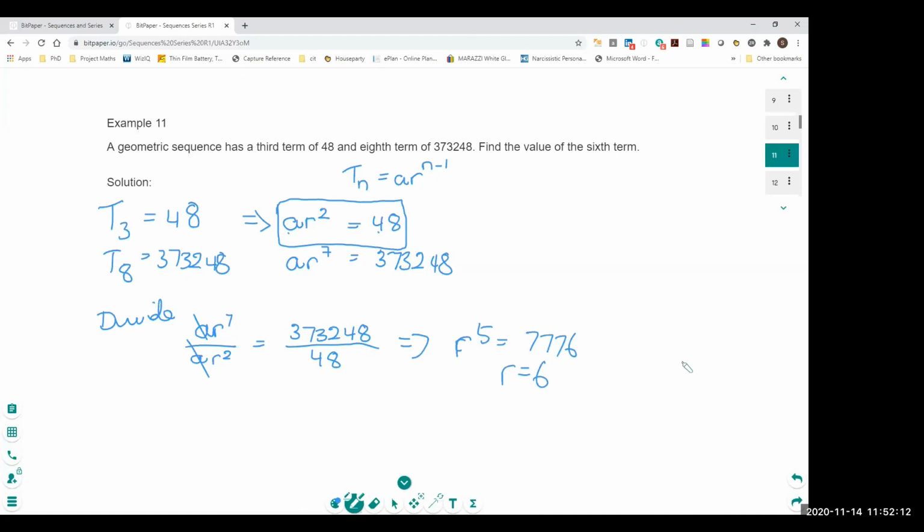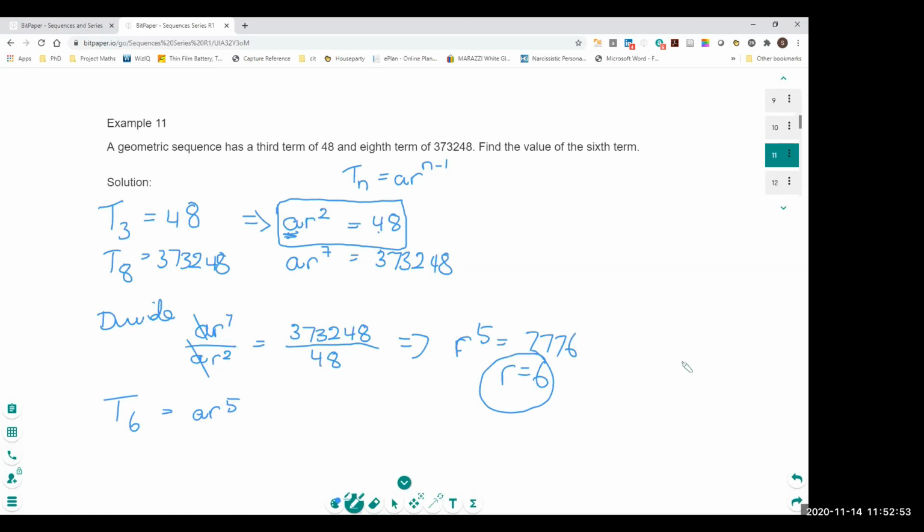So the next part is find the value of the sixth term of this sequence. So the sixth term, we have T of 6 is equal to a r to the power of 5. Now, have we solved for a? We need to solve for a, because we've solved for r and we don't know a, and we need that to solve T of 6.